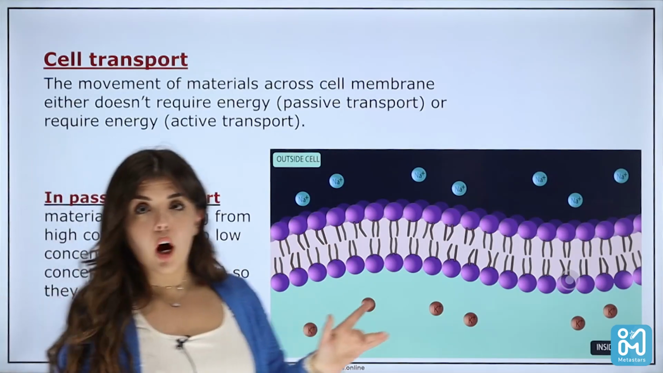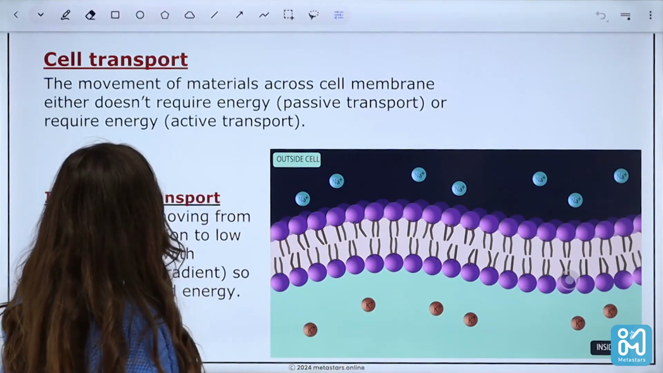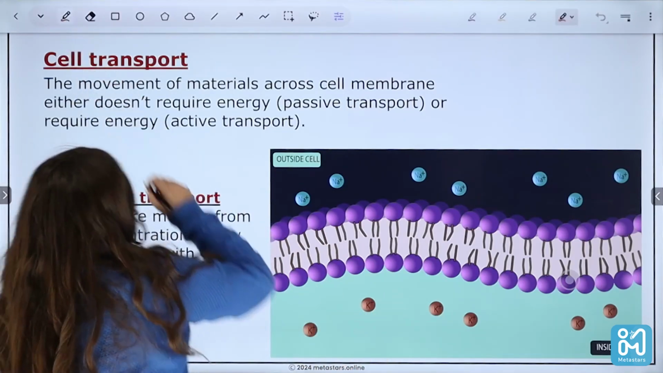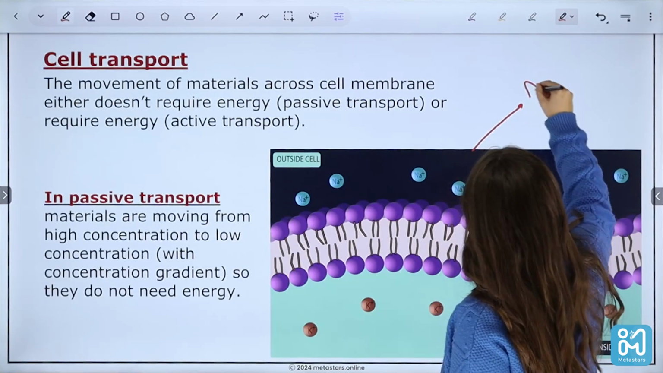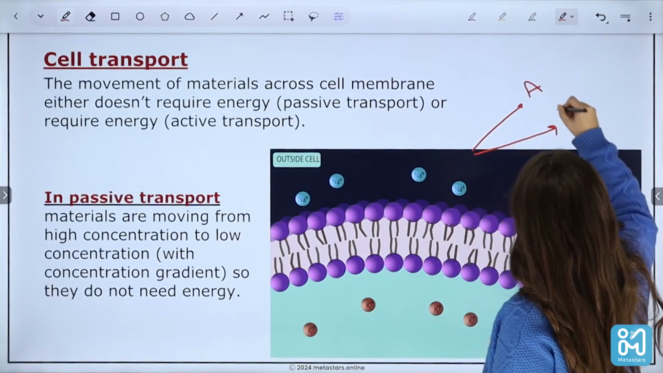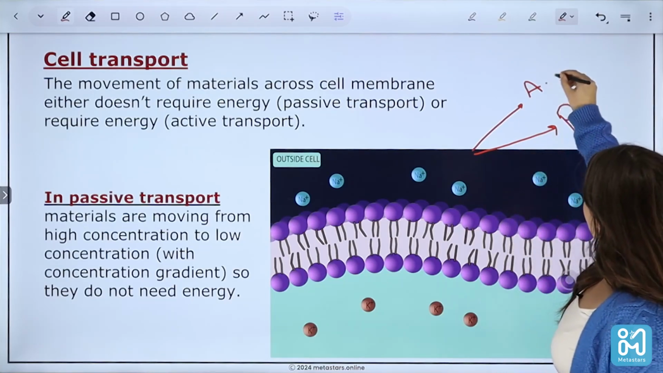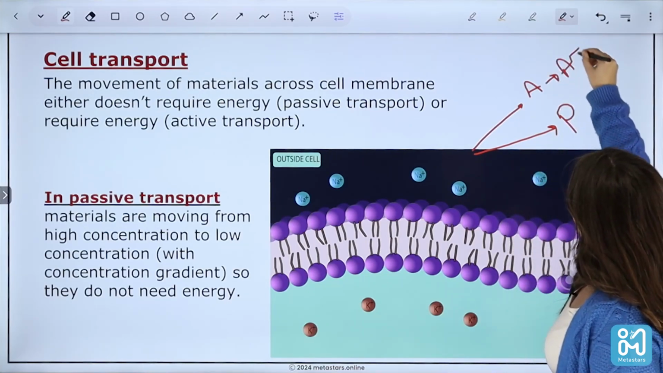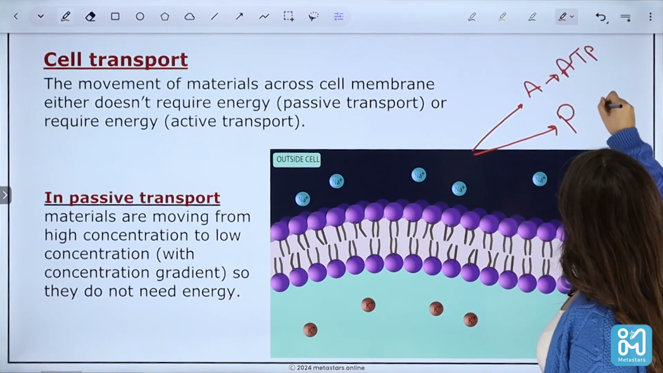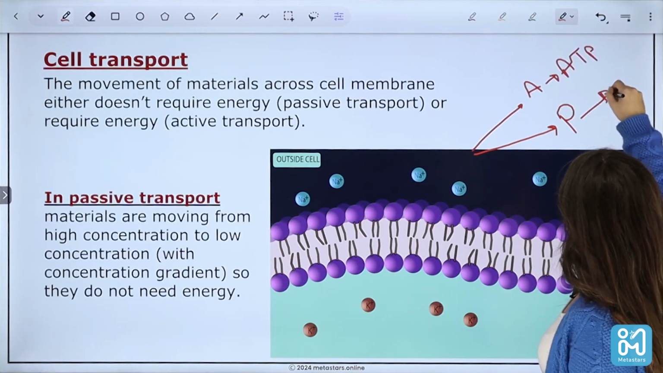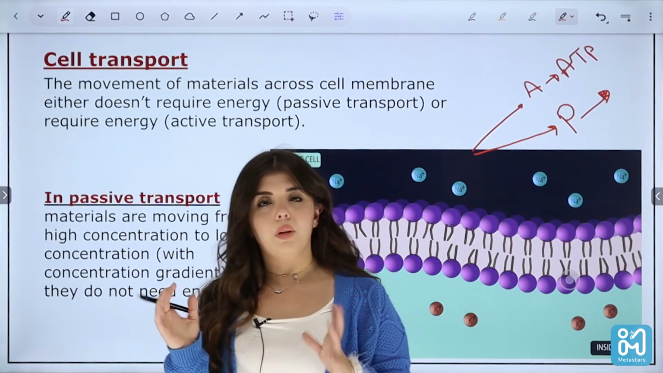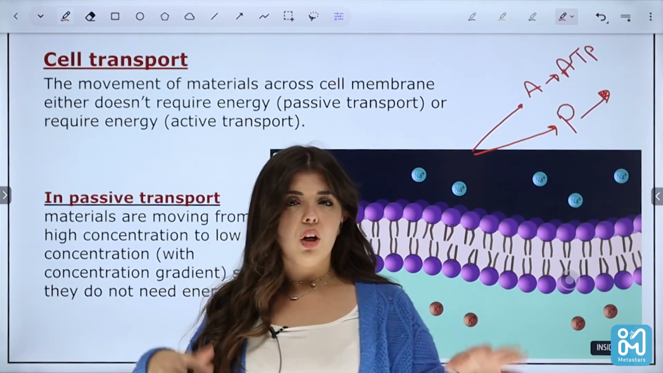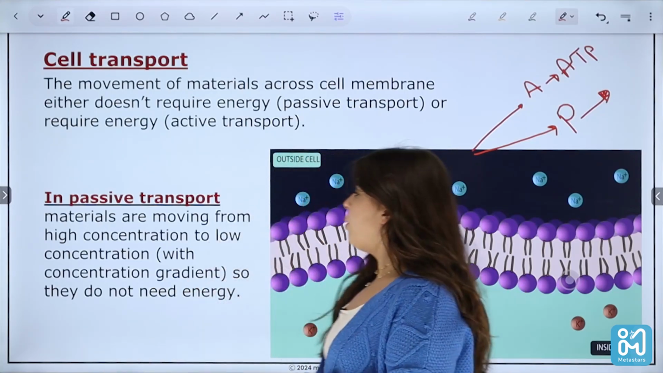So we have two types: active transport and passive transport. Active needs ATP, which is energy. Passive doesn't need any energy. It happens randomly, from the higher concentration to the lower. We will talk about it now.